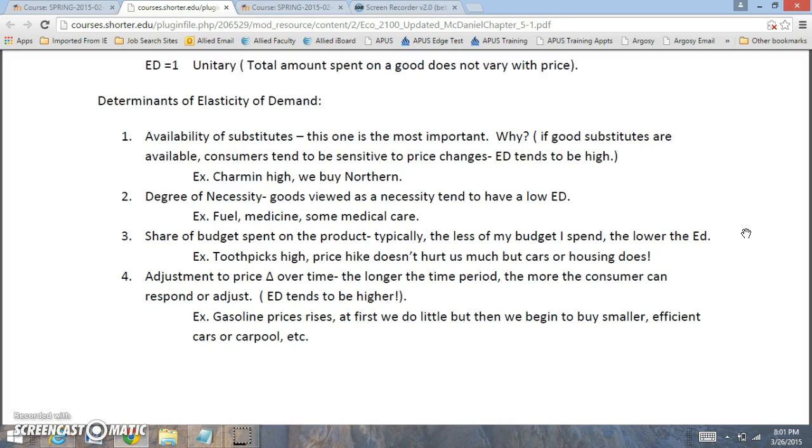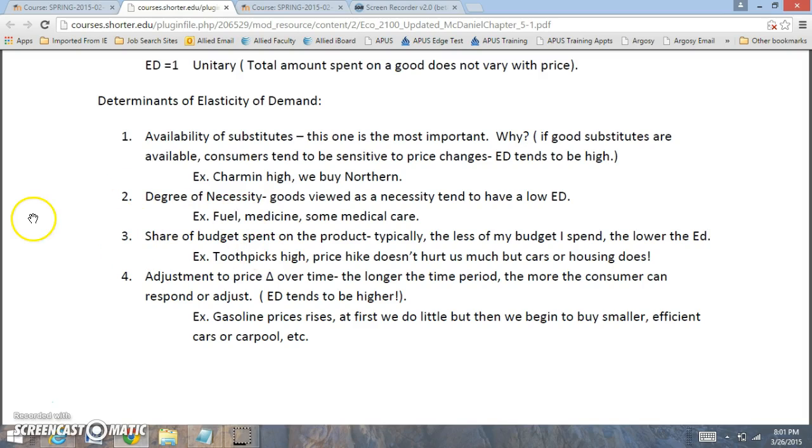Here are some of the determinants of elasticity that determine whether the good is elastic or inelastic. If there are more substitutes of a product, the good is going to be more elastic because I have options to buy something else. The degree of necessity. If it's a necessity, it's going to be more inelastic. If it's a luxury, it's going to be more elastic, because I have to buy it if it's a necessity.